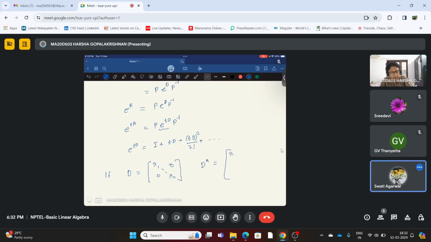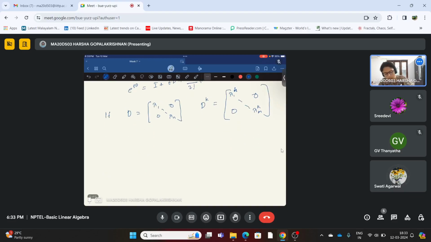Lambda 1 raised to n. In the diagonal it is, okay, we can say it is k, d power k: lambda 1 power k, etc., lambda n power k, and here it will be 0. Clear? Okay, now we will do one question on this.